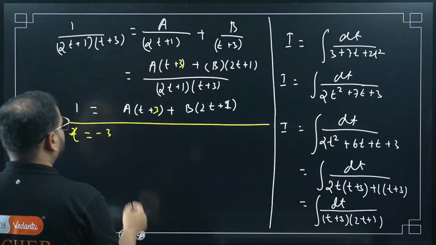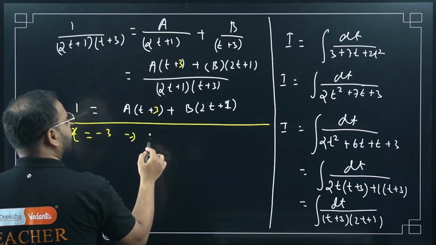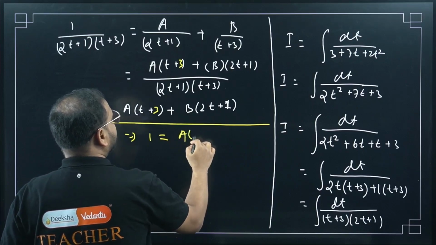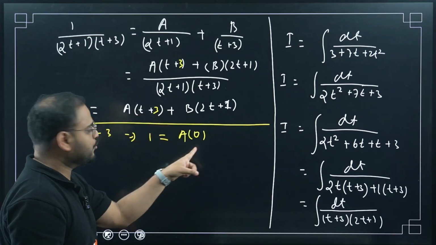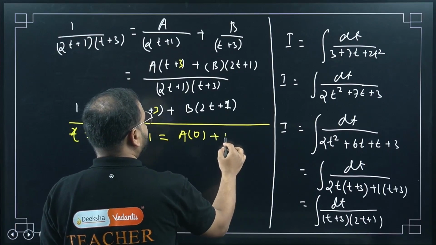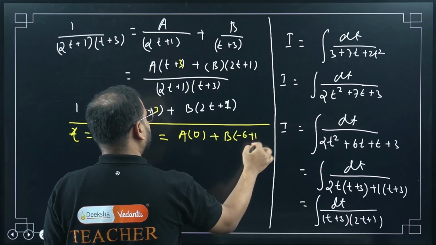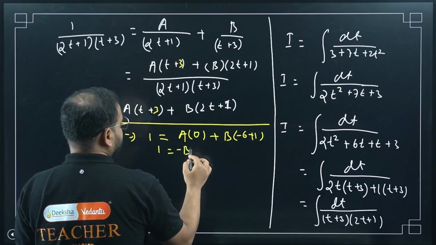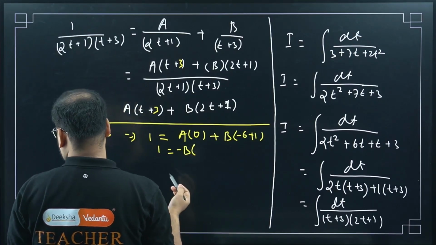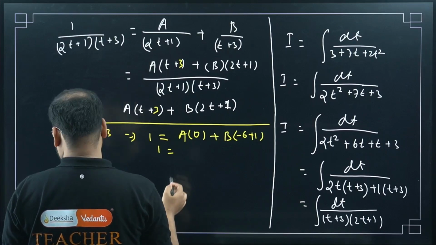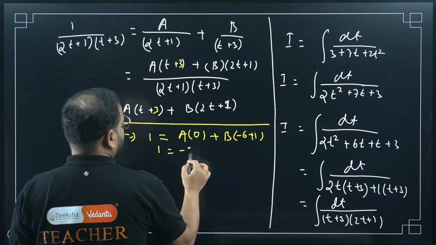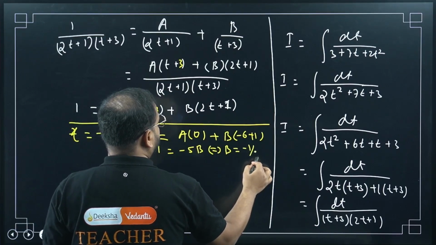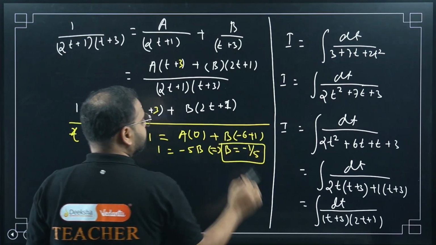What I'm going to get, please check. 1 will be unchanged because there is no variable on the left hand side. So a times what? 0 will be there, since minus 3 plus 3 is 0. Plus b times minus 6 plus 1, which is minus 5. So 1 equals minus 5b. So what's my b value? Minus 1 by 5.